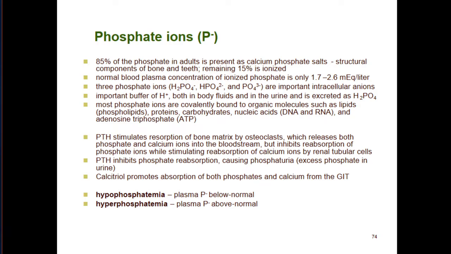And for phosphate ions, you have parathyroid hormone, PTH, which stimulates resorption of bone matrix by osteoclasts, which releases both phosphate and calcium into the bloodstream. But it inhibits reabsorption of phosphate ion while stimulating reabsorption of calcium ion by the renal tubular cells. And calcitriol promotes absorption of both phosphates and calcium from the GI tract, and conditions can develop if it's below or above normal blood levels.